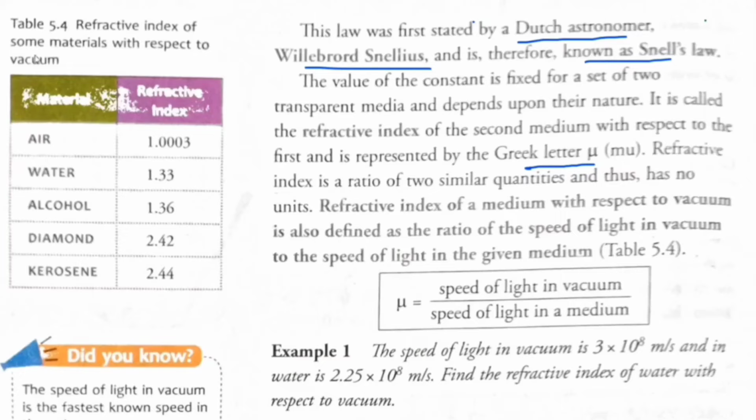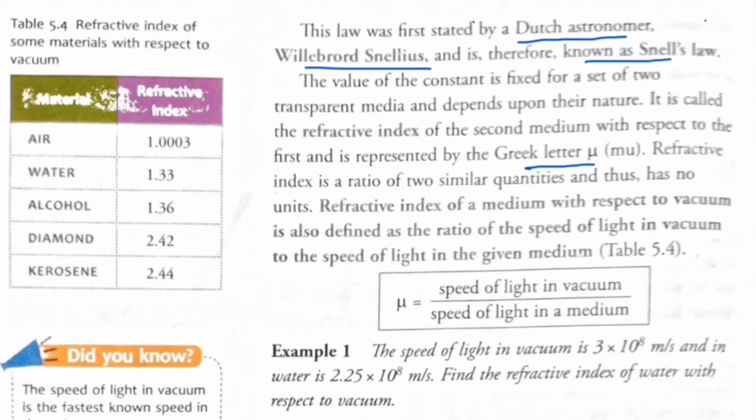So when a ray of light from vacuum enters into air, its speed changes at this rate, 1.0003. Or when a ray of light from vacuum enters into water, its refractive index is 1.33. It means its speed decreases at this rate.